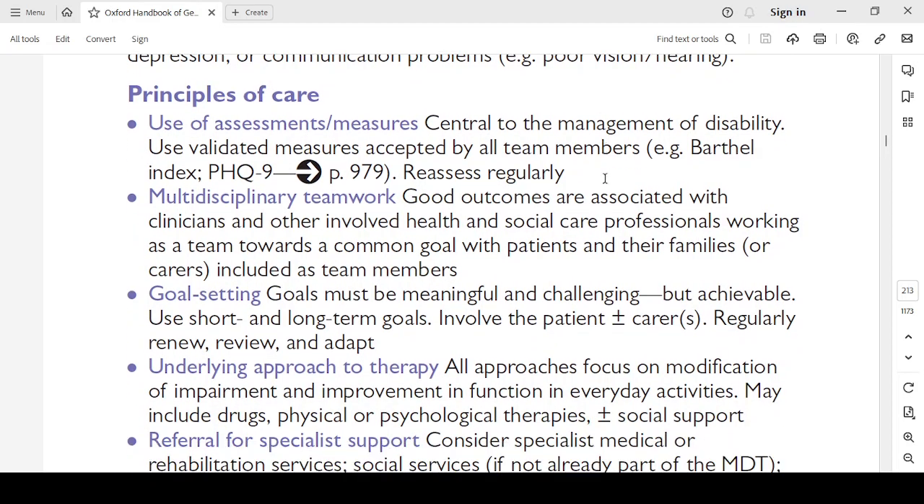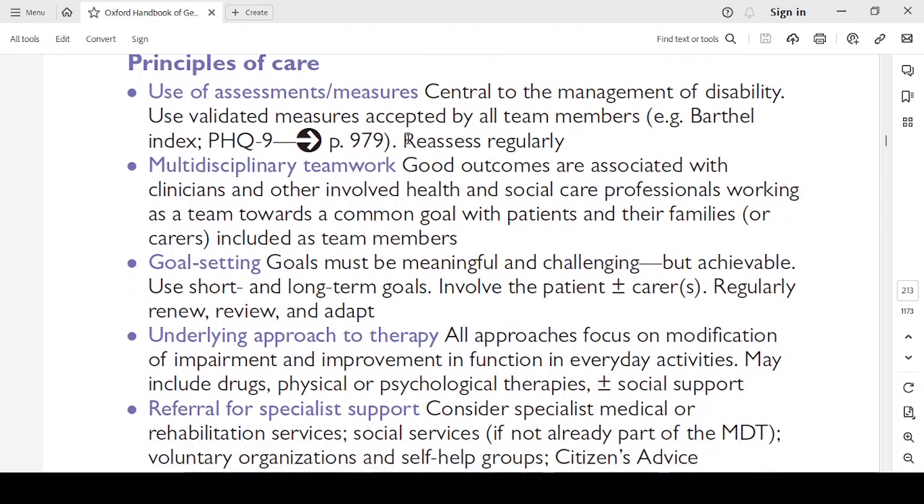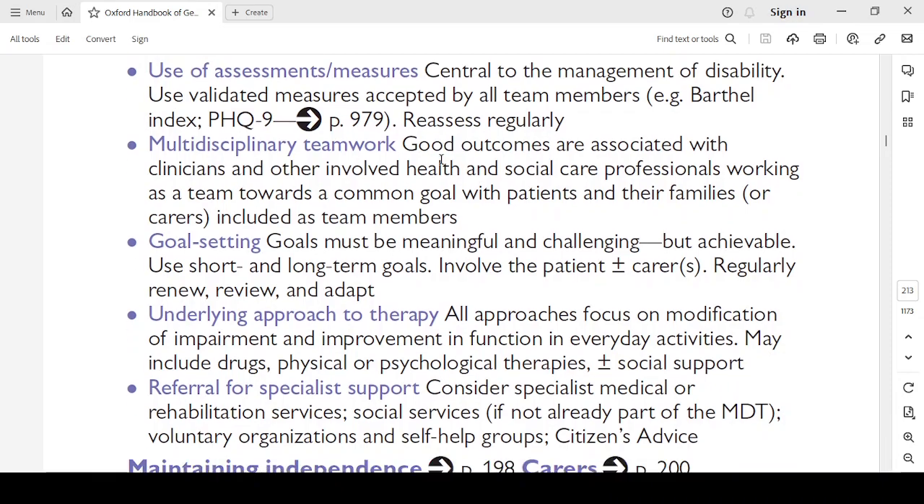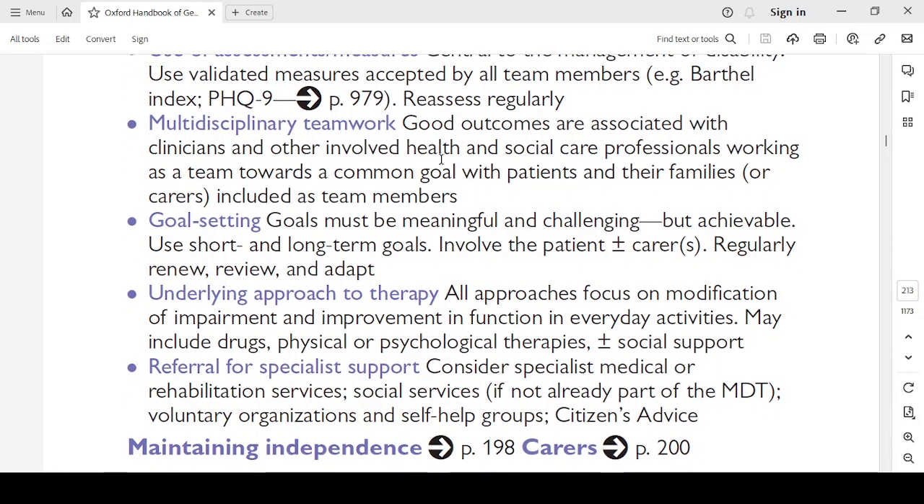Principle of care. Use of assessments or measures. Central to the management of disability, use validated measures accepted by all team members. Example, Barthel Index or PHQ-9 score. Reassess regularly. Multidisciplinary teamwork. Good outcomes are associated with clinicians and other health and social care professionals working as a team towards a common goal with patients and their families or carers, including as team members.